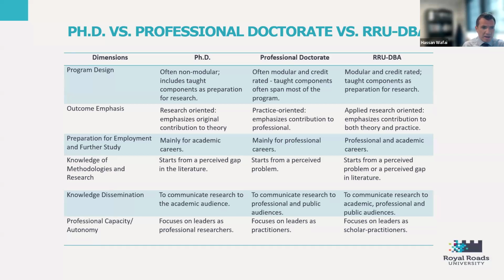In terms of knowledge dissemination, another example, PhD program normally focuses on disseminating knowledge to academic audience, meaning you need to publish in peer-reviewed journals. Professional doctorate focuses on communicating research to professional and public audiences. Royal Road DBA, we have both focus. So we encourage our students to publish in peer-reviewed articles, but at the same time, we encourage our students to publish in professional and public outlets or for professional and public audiences.